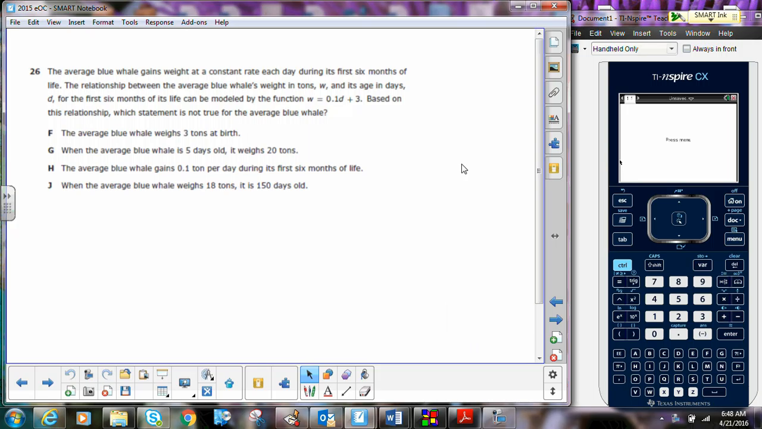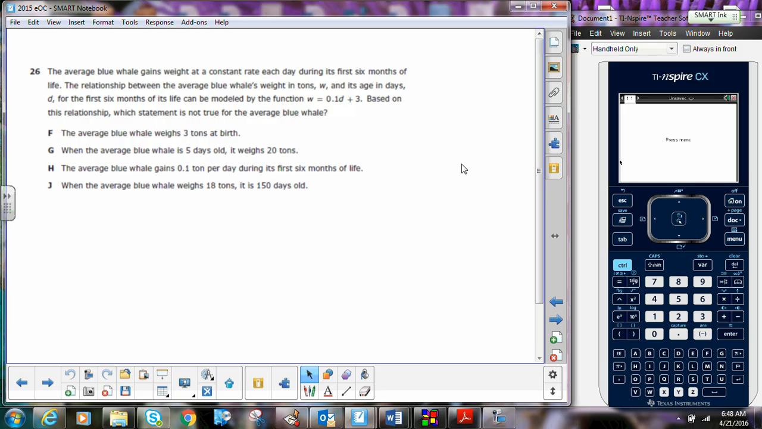Okay, so this is the video between 26 and 30. Let's read number 26. The average blue whale gains weight at a constant rate each day during the first 6 months of life. The relation between the average whale weight in tons, W, and its age in days, D, for the first 6 months of life can be modeled by the function W equals 0.1D plus 3. Based on this relationship, which statement is not true for the average blue whale?